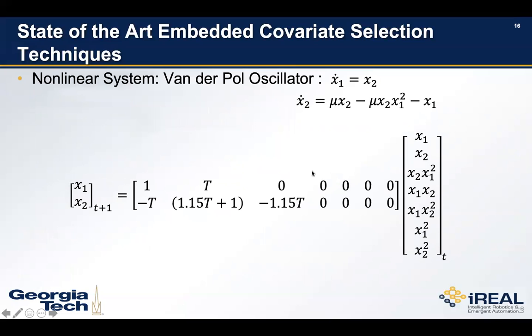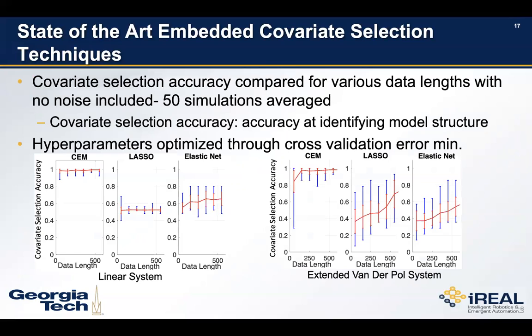Additionally, we added a set of parameters that are zero, but were entered into the optimization routine to better visualize the effects of overfitting by including extra unnecessary parameters. To begin, we ran a study using no noise and compared the covariate selection accuracy, which is the accuracy at identifying the model structure, or identifying which parameters are needed and not needed, for various data lengths of the training data. 50 simulations were averaged.